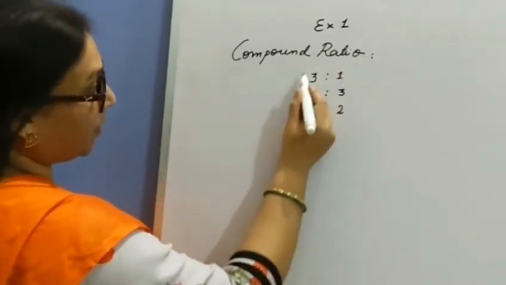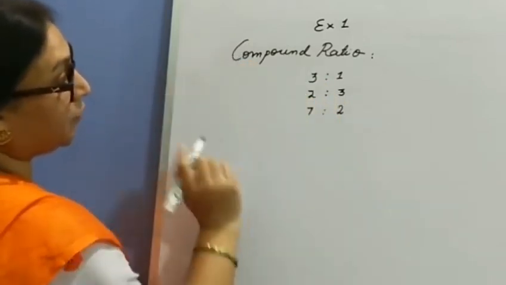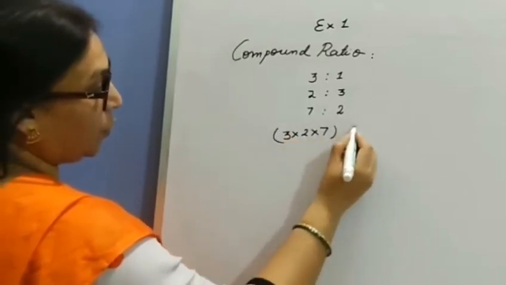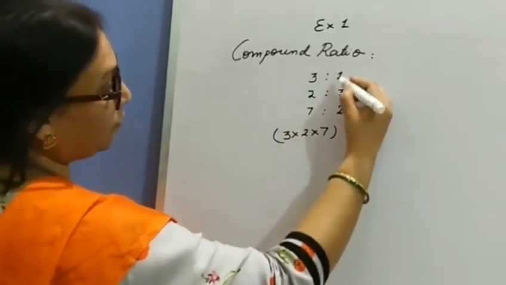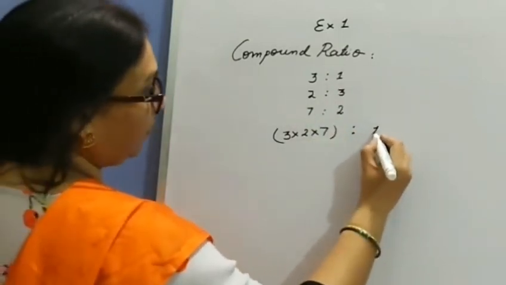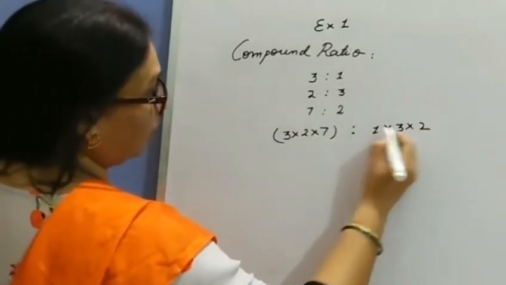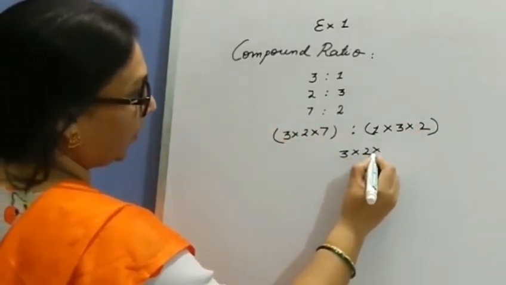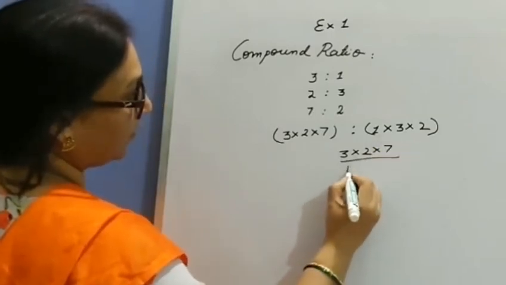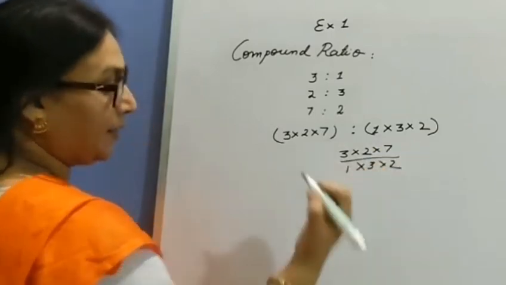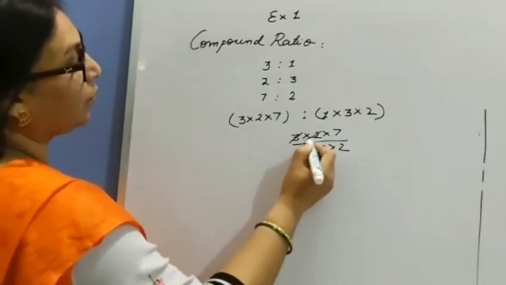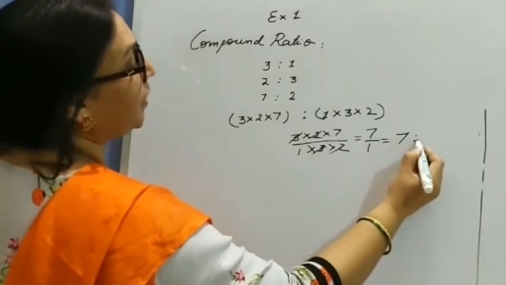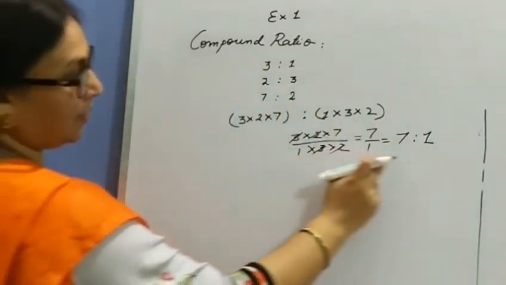Compound ratio means the product of all the antecedents is the antecedent of that ratio. 3 into 2 into 7, and the consequent is the product of all the consequents of the given ratios. It means 1 into 3 into 2. After writing so, write as fraction: 3 into 2 into 7 upon 1 into 3 into 2, and just simplify. 3 and 3 cancel, 2 and 2 cancel, answer is 7 by 1. Hence the compound ratio of these three given ratios is 7 is to 1.